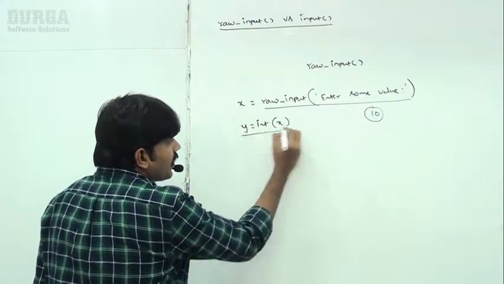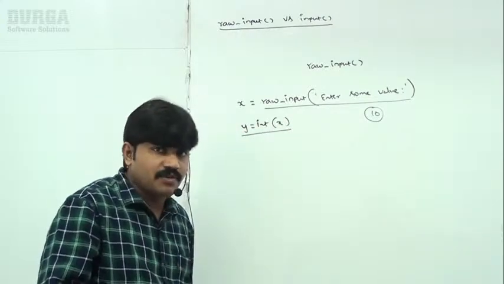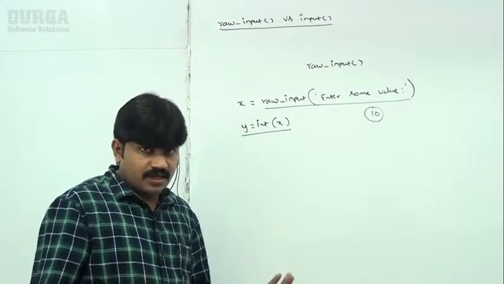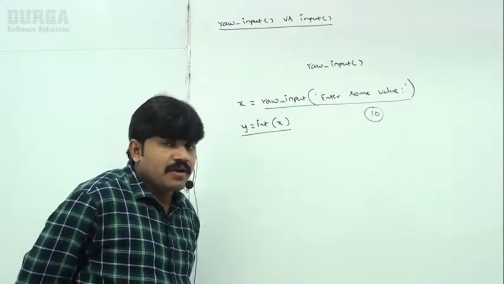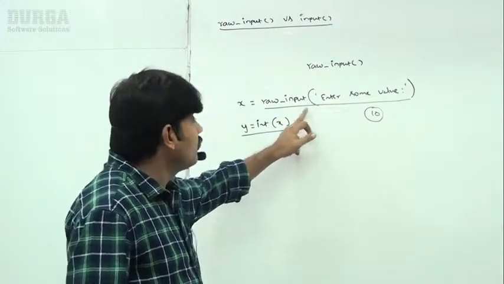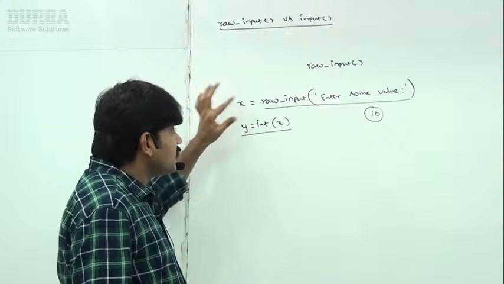Okay, int of x, like by using the typecasting function, we have to convert that string type to our required type. Everyone can understand, right? So what is the raw_input function? What is the return type of the raw_input function, sir? It is always a string type.